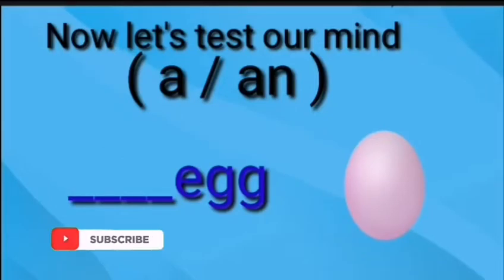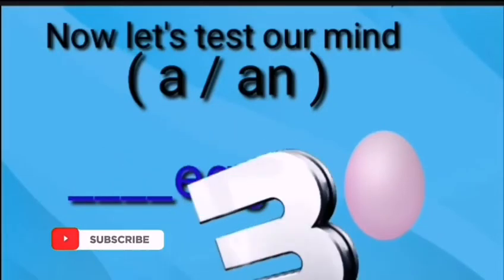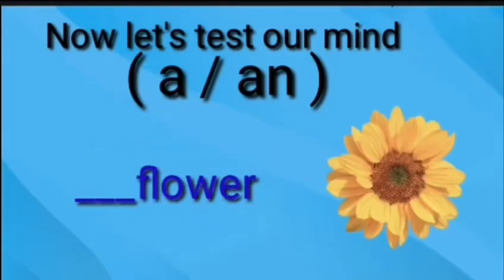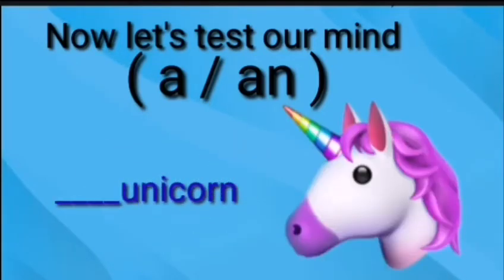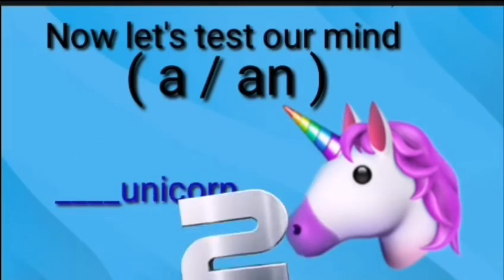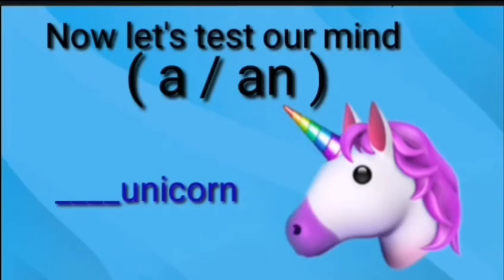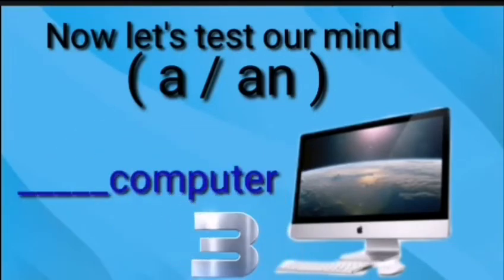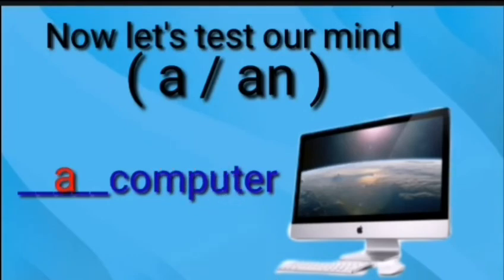Egg sounds vowel E. So what is the right answer? 3, 2 and 1. So the right answer is an. Flower. F sounds consonant. So what is the right answer? 3, 2, 1. So the right answer is a. Unicorn. U sounds vowel. So what is the right answer? 3, 2 and 1. So the right answer is a unicorn. Computer. C sounds consonant. So what is the right answer? 3, 2 and 1. So the right answer is a.